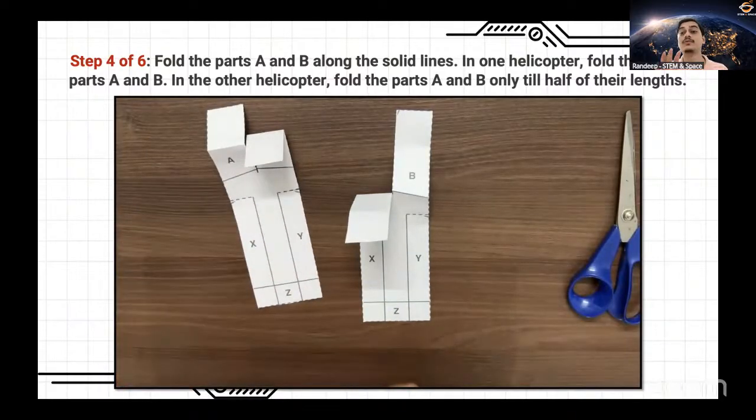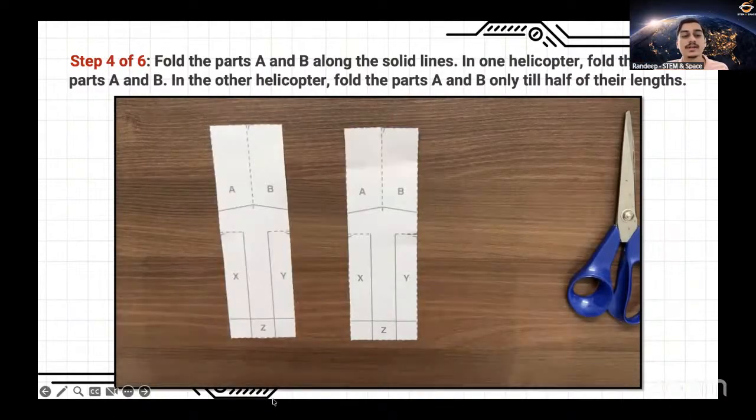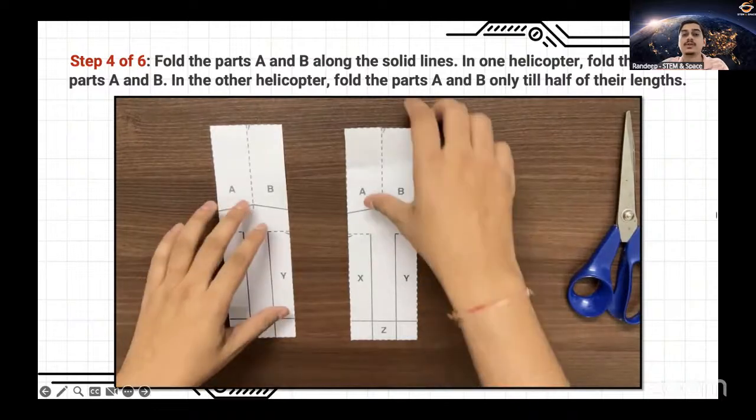Just make sure you are folding it at the angle in which the two lines have been drawn. For both blades A and B, you can see that the two solid lines are not straight lines. They are slightly bent at an angle. So when you are folding till half, make sure that you are folding exactly parallel to those two bent lines. Okay, I'll just play the video once again so that it becomes clear to all of you how I'm folding.